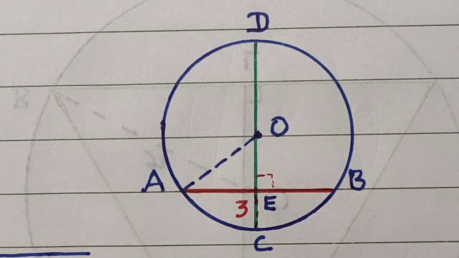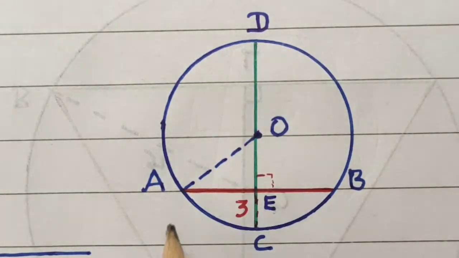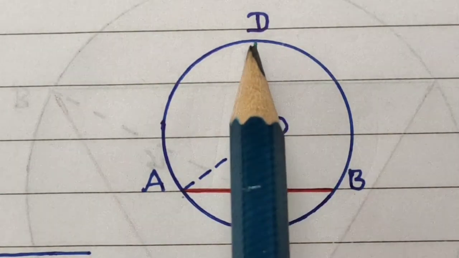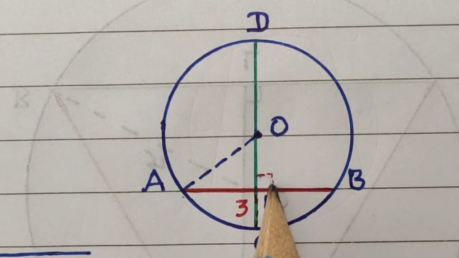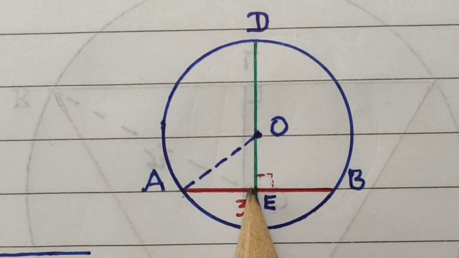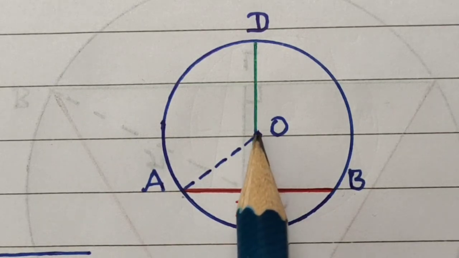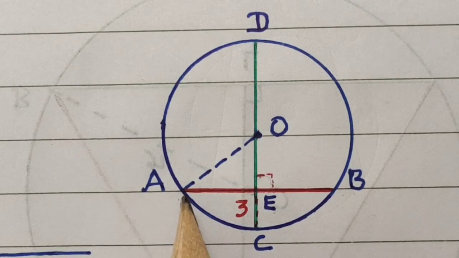Here they have given that CD is a diameter and AB is a chord. This diameter is perpendicular to the chord AB. AB is given as 12 centimeters and CE is given as 3 centimeters. What is the radius? OA.